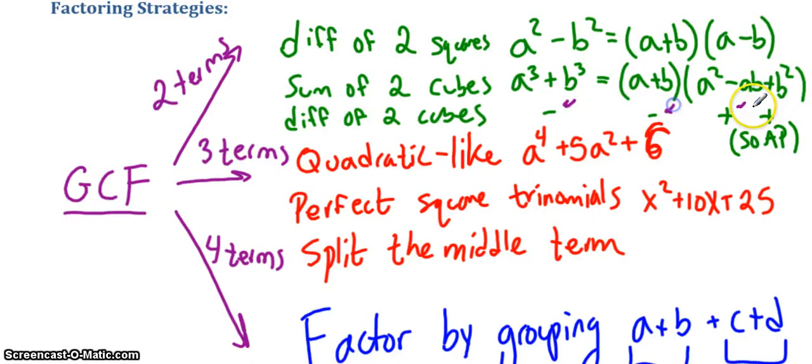One thing to keep in mind is that there's no such thing as a sum of 2 squares, right? If you've got a pattern of a squared plus b squared, that is not factorable.